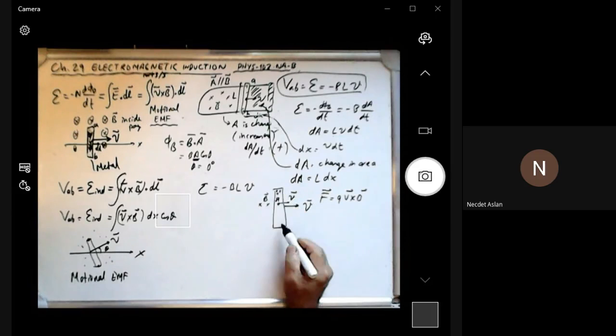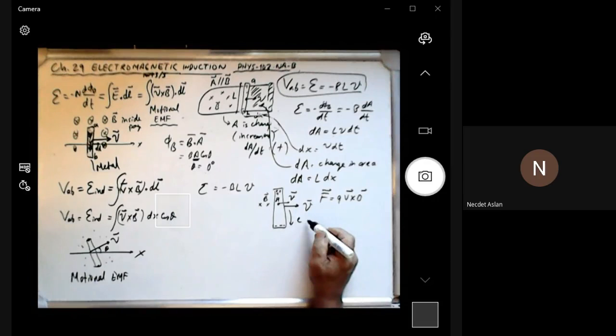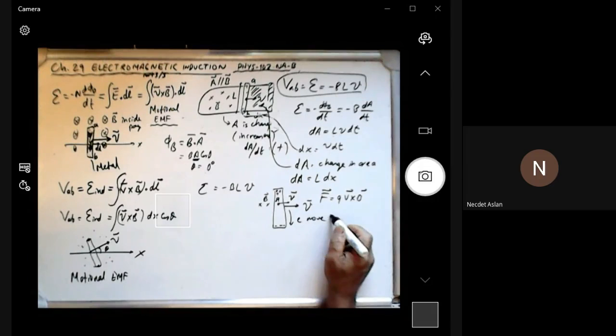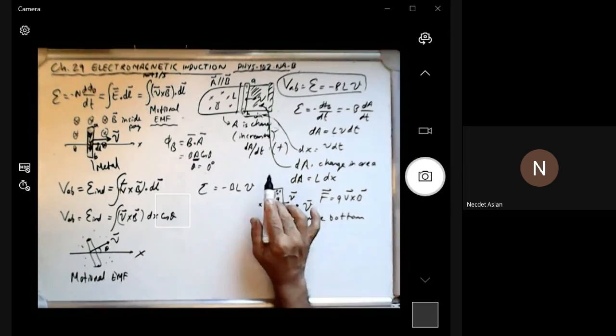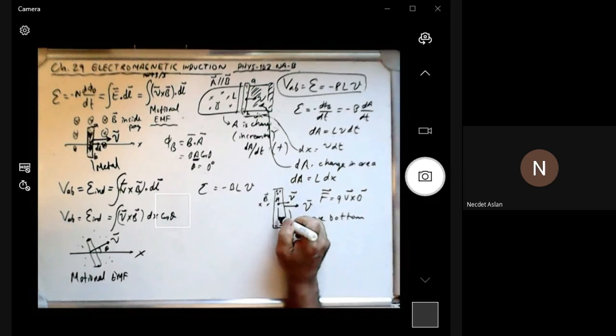And then where will they come from? Actually, what's happening is that the charges are not moving to the top, but electrons are moving from top to the bottom. So electrons move to the bottom. Why? Because if the positive charge feels a force in the upward direction, electrons will feel the force in the downward direction, because their charge is negative. So electrons will accumulate on the lower part, and the upper part will, of course, be positive.